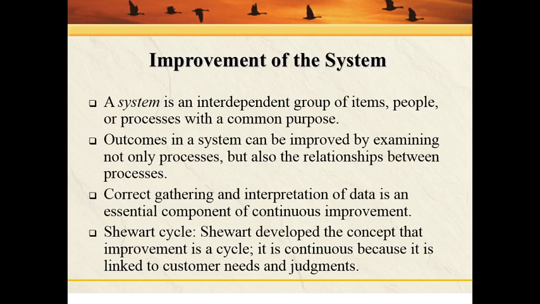Outcome in a system can be improved by examining not only processes but also the relationships between processes. So you need to know what are the processes you have, and what are the setbacks in these processes, and also how these processes are interrelating, and then you can comment on those, and you can improve your system in your outputs, in your outcomes, by adjusting these issues.